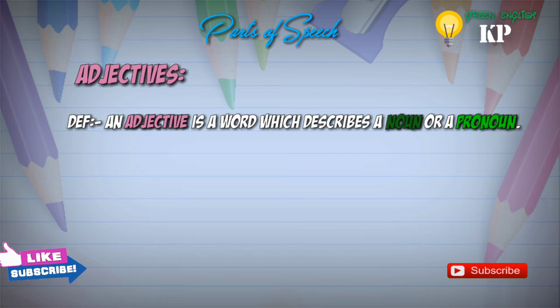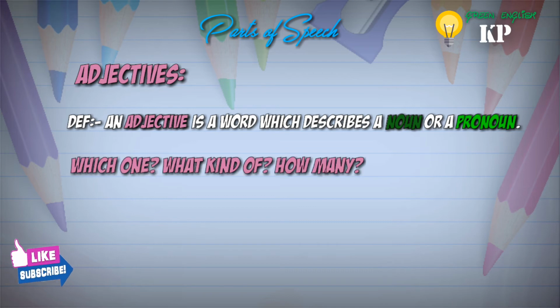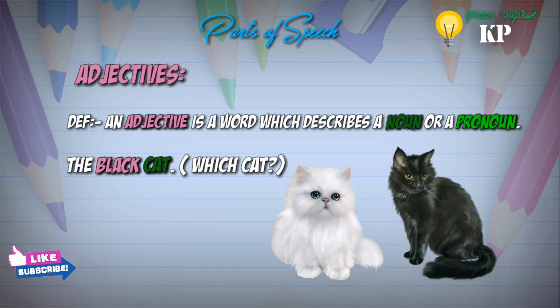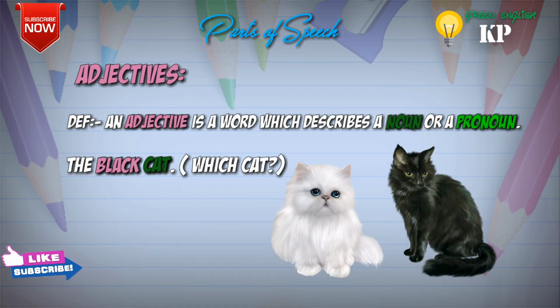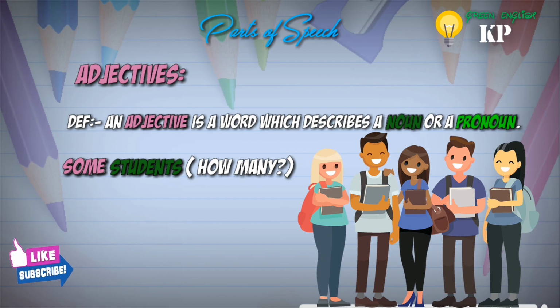Adjectives. An adjective is a word which describes a noun or a pronoun. Adjectives may answer one of these questions: Which one? What kind of? How many? The black cat. Which cat? The one that has a black color. The new bike. What kind of bike? The one that is new. Some students. How many students?